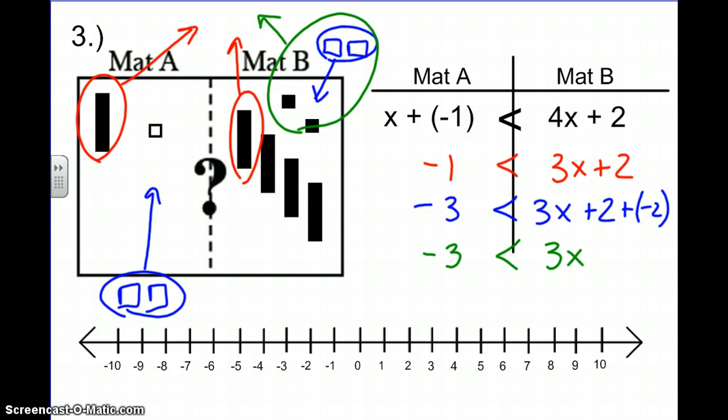Again, we would like to try to find the boundary point, the value of x that makes the two sides equal, and that will be -1. And we want all the values for x that are going to make mat A less than mat B. So we want all of the values moving to the right side here.